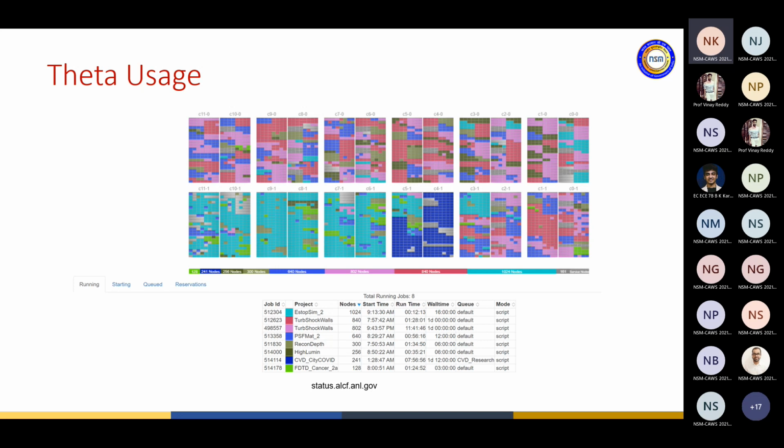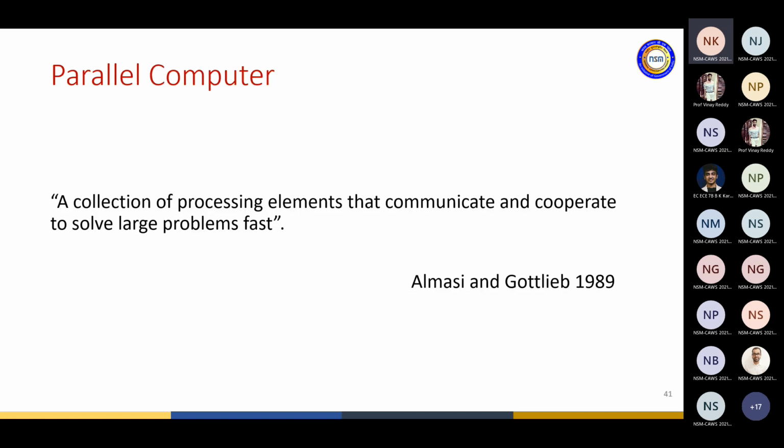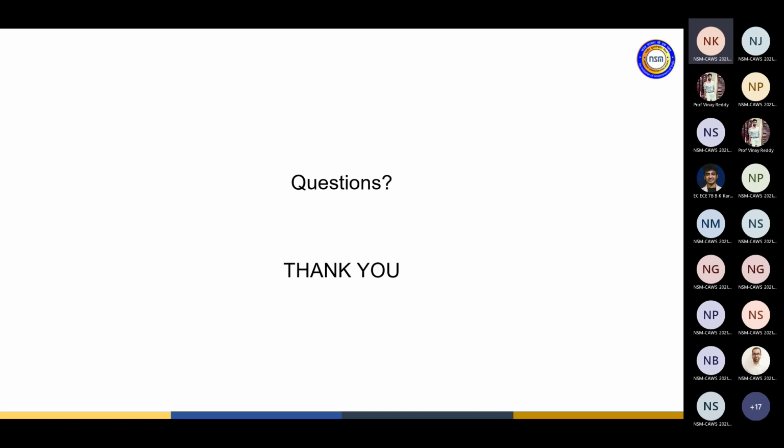Okay, so with that, I will leave you with just one thought, which is, finally, a parallel computer with all this complexity behind it is a collection of processing elements that communicate and cooperate to solve large problems fast, very nicely put together by these two authors. And with that, I will end my talk for this session. If you have any questions, we have about 10 minutes or so, so now is the time to ask.